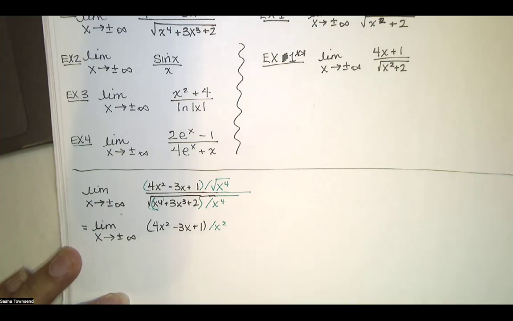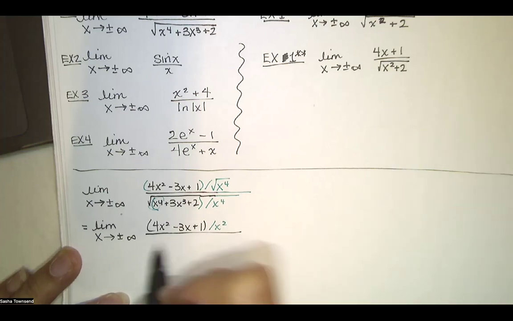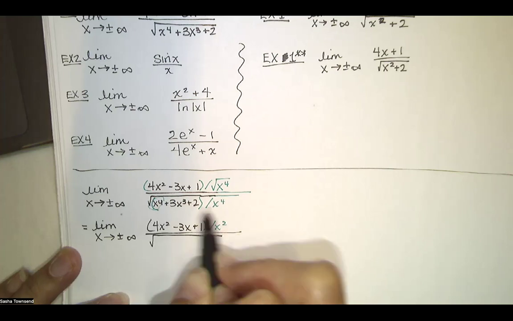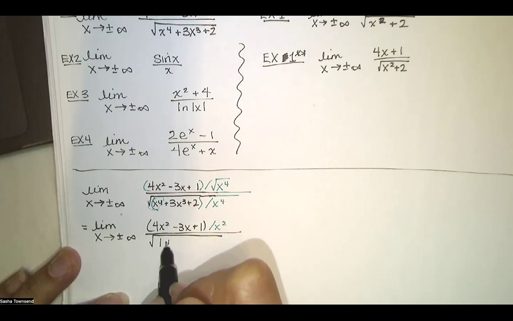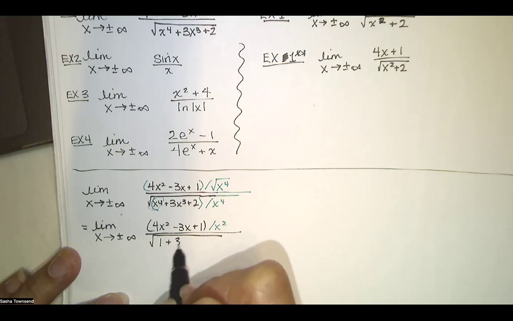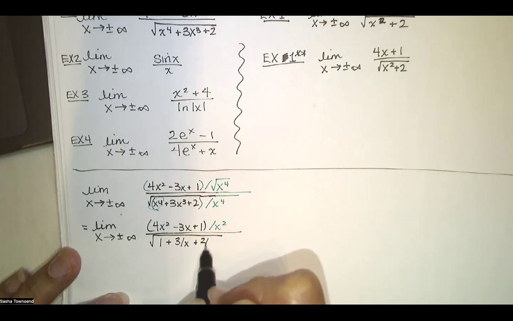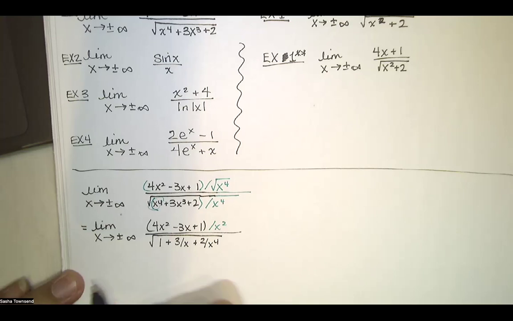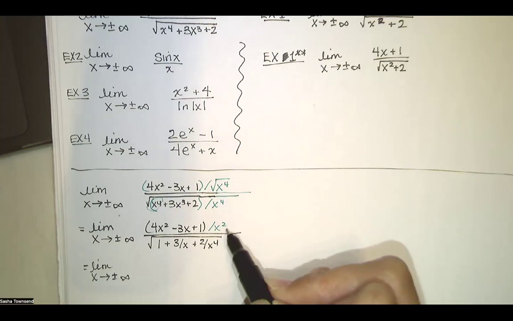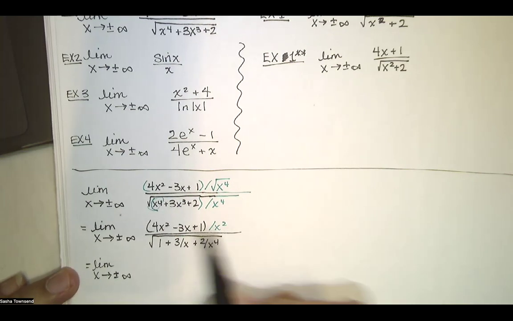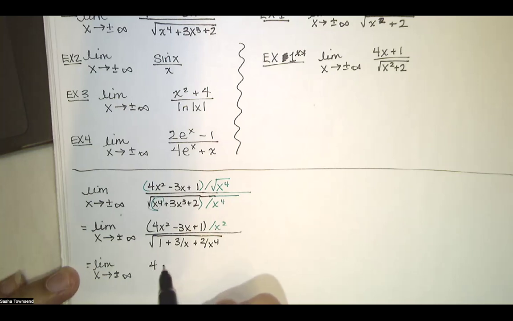And then under the radical, we're dividing each of those expressions by x to the fourth. X to the fourth over x to the fourth is just 1, and then we've got 3x cubed over x to the fourth, which is just 3 over x, plus 2 over x to the fourth. And still just simplifying. The square root of x to the fourth is x squared, so the 4x squared over x squared is just 4. And then if we divide each term by x squared and simplify wherever possible, we get this.